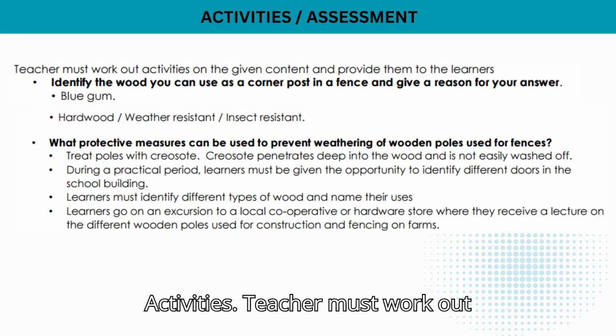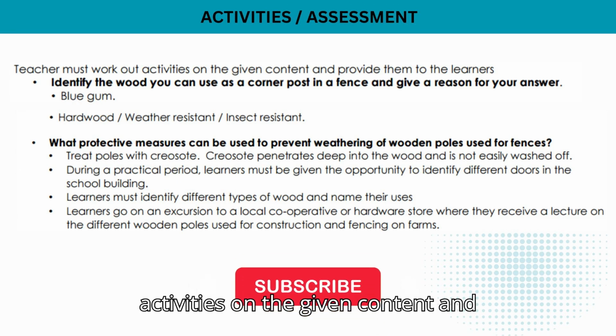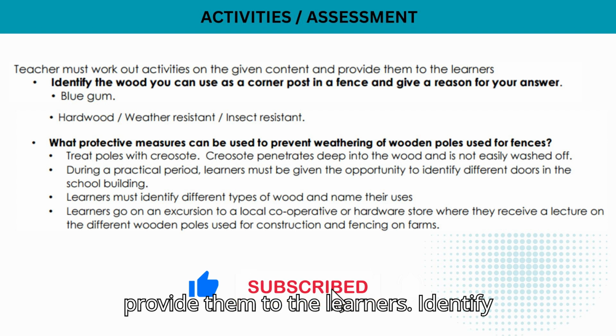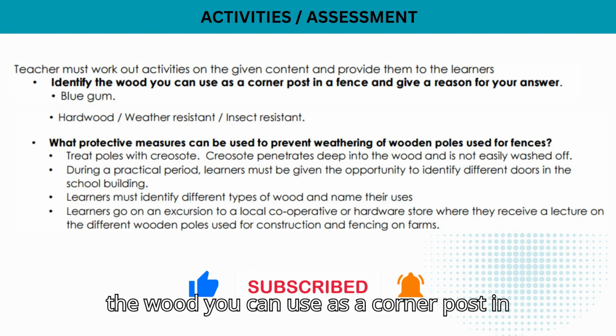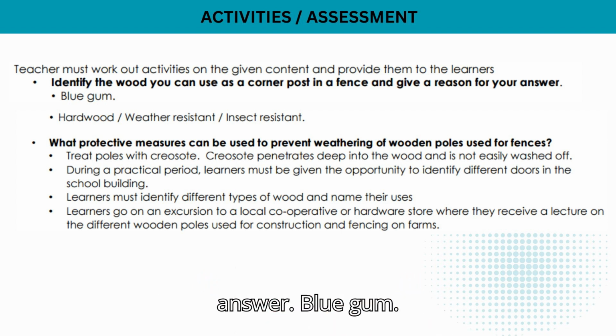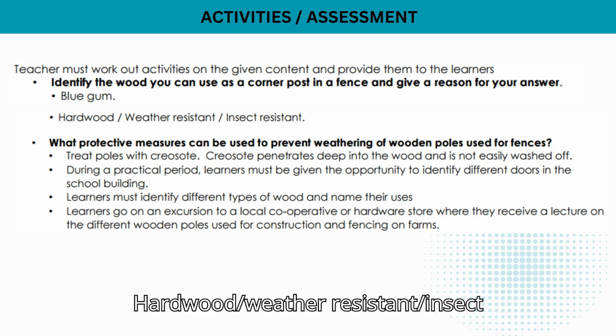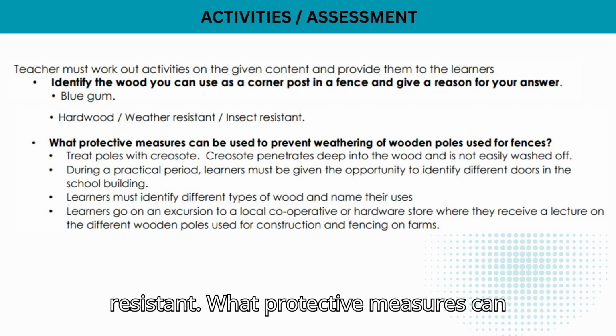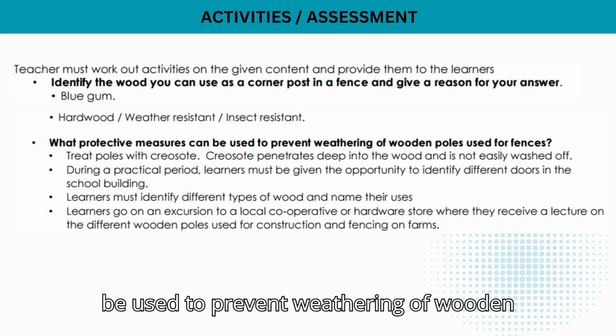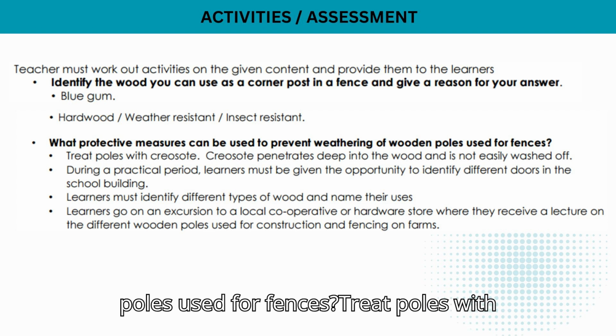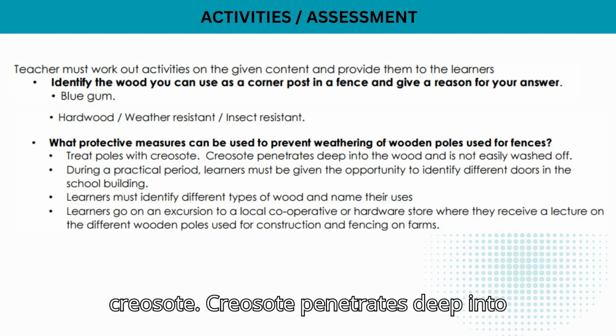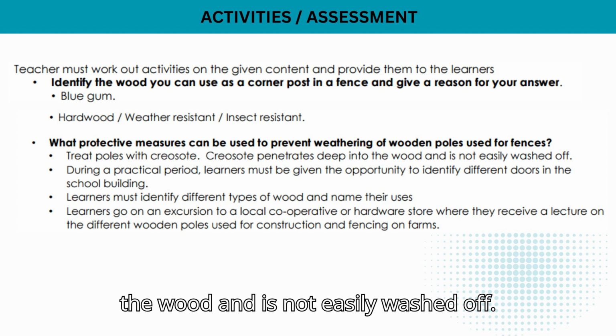Activities. Teacher must work out activities on the given content and provide them to the learners. Identify the wood you can use as a corner post in a fence and give a reason for your answer. Blue gum. Hardwood, weather resistant, insect resistant. What protective measures can be used to prevent weathering of wooden poles used for fences? Treat poles with creosote. Creosote penetrates deep into the wood and is not easily washed off.